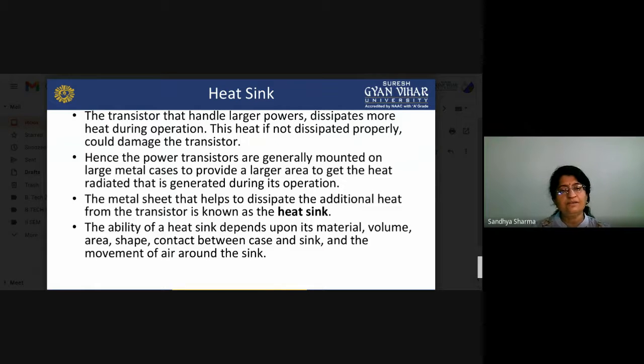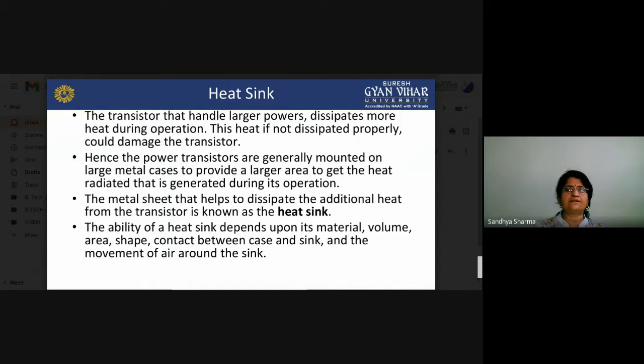So that heat will be dissipated. The metal sheet that helps to dissipate the additional heat from the transistor is known as a heat sink. A heat sink is generally a metal sheet, and its ability depends upon its material, volume, area, shape, contact between the case and sink, and the movement of air around the sink.